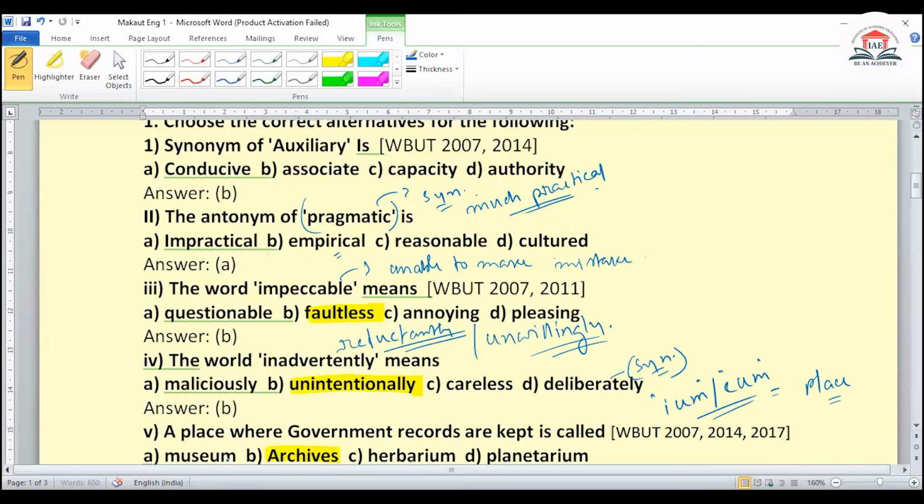Now, museum. You know what is museum? Where curio items are kept. That is called museum and preserved. Herbarium. What is herbarium? Herbarium is a collection of dried plants. The word comes from herbs. So herbs have been kept here, preserved here in herbarium.